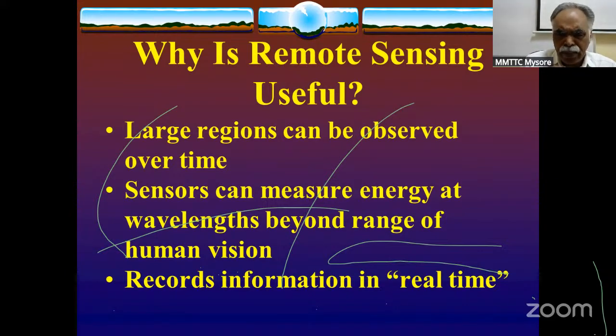What is there in remote sensing is sensors. Sensors can measure energy and wavelengths beyond the range of human vision. What we see is human vision. We are able to see what is exactly on the land or the ground in our own area. Whether it is land or sea, you will see what exactly is present. But in remote sensing, it is not like that. It is beyond human vision.